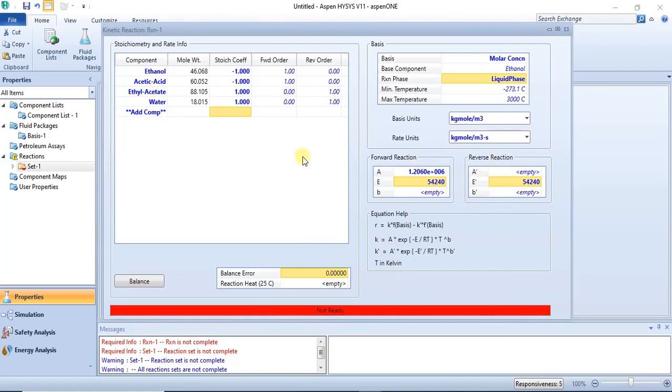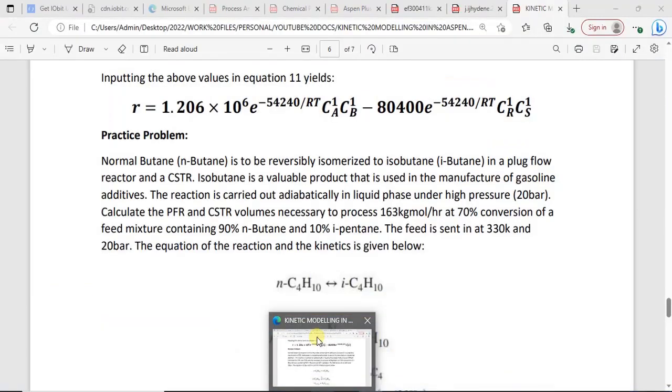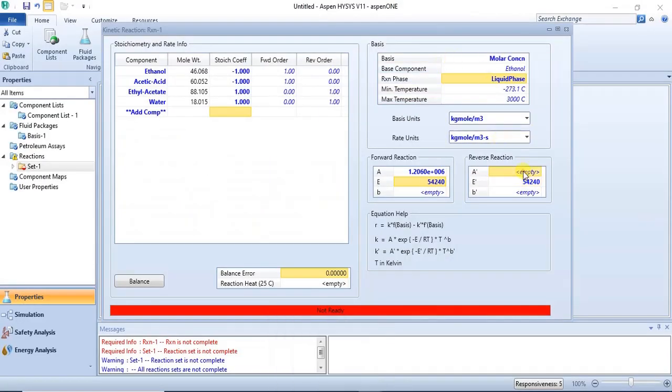Yes. So in this case, we are specifying both the forward parameters and the reverse parameters, right? Because it's a reversible process. But in a case where we don't have a reverse reaction, all of this can be empty, right? So yes. So then we specify this as 804,000.